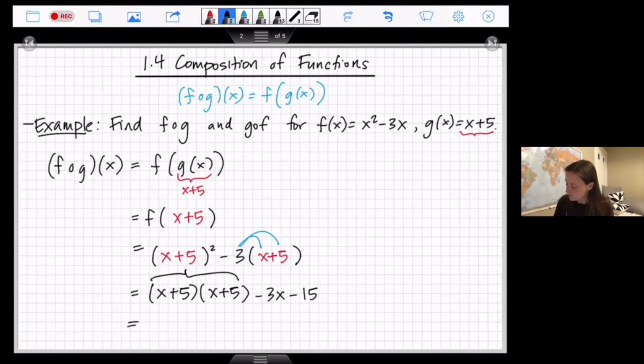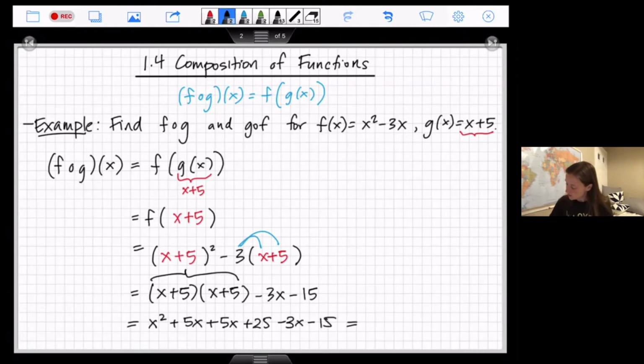We're going to have our first terms give me x². Our outer terms give me 5x, inner 5x, and last 25. And then the negative 3x minus 15 is just hanging out, so I'm going to copy that down, minus 3x minus 15. And then all I have to do is gather up my like terms and we'll be done.